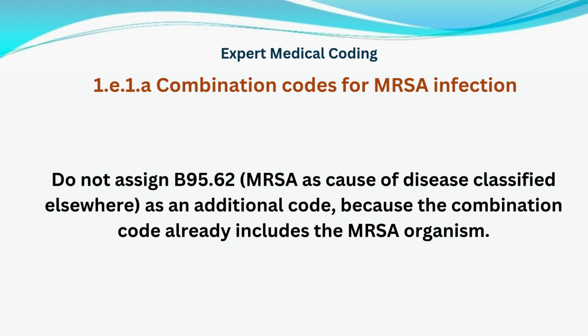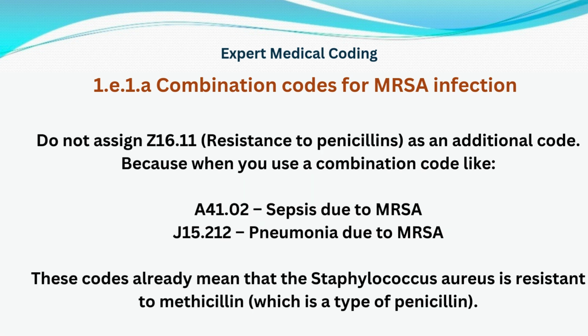Do not assign B95.62 MRSA as cause of disease classified elsewhere as an additional code. Why? Because the combination code already includes the MRSA organism. So we should not separately code B95.62 here. And also do not assign Z16.11 resistance to penicillin as an additional code.